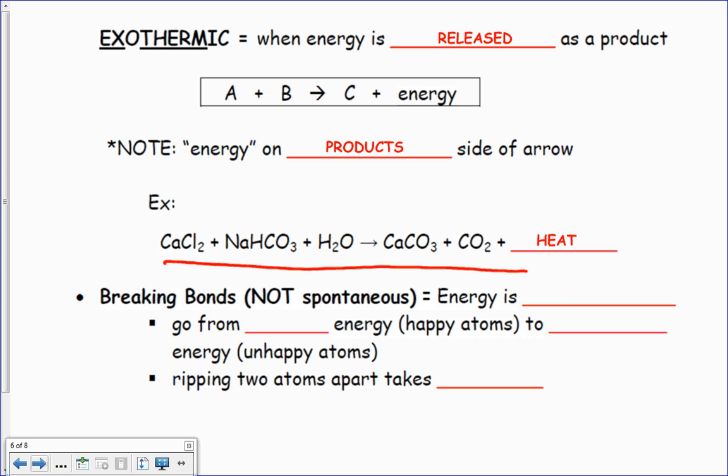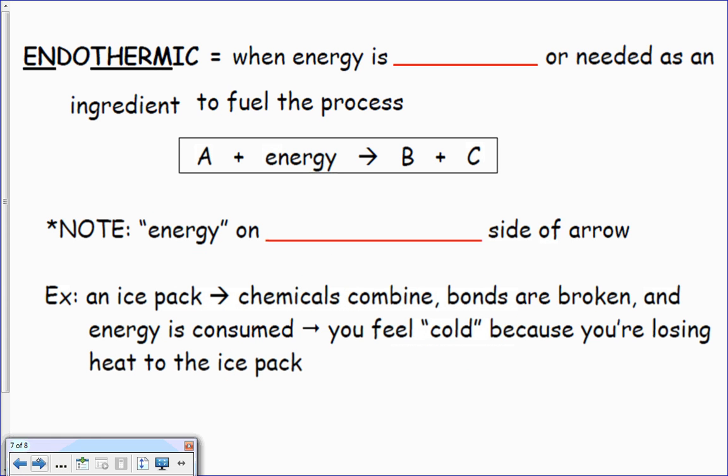Breaking bonds, of course, is not spontaneous. I have to give it energy to make it go. Energy is consumed. I'll go from a lower energy to a higher energy, which is not very happy. Ripping the 2 apart takes energy. I have to heat it up generally. Endothermic is the opposite. So endothermic is when energy is consumed, which we just talked about.